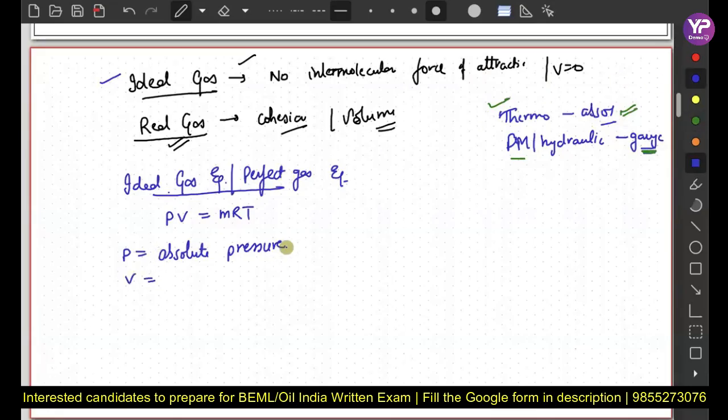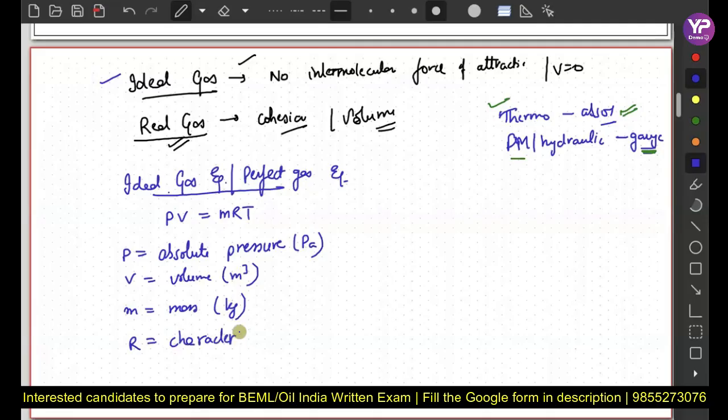What is volume? Volume simply represents the volume here, that is meter cube, how much space is being occupied. m represents the mass of the gas, in the unit of kg. R represents the characteristic gas constant, which has a unit of joule per kg Kelvin. And T represents the absolute temperature. Temperature is in the Kelvin scale here. You don't have to take the temperature in degrees Celsius.